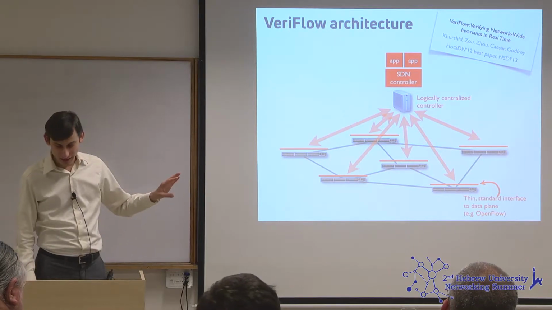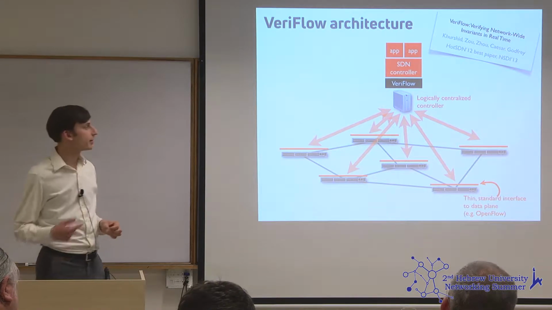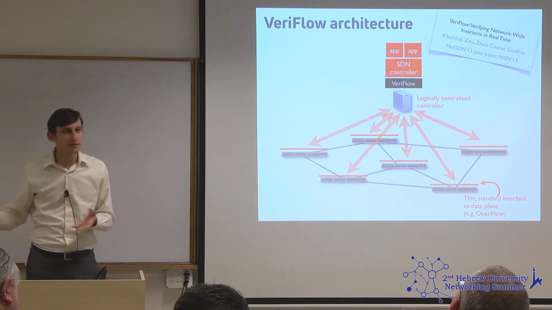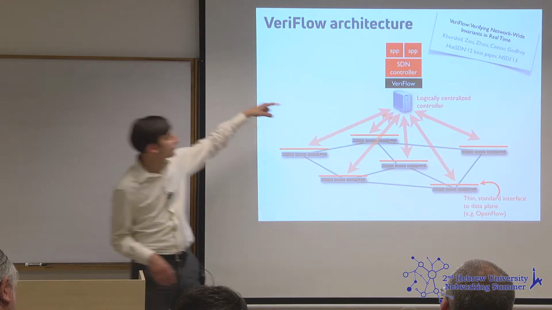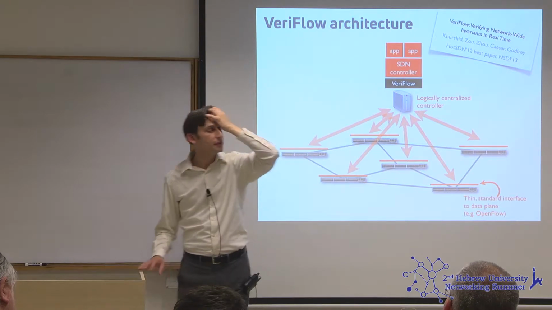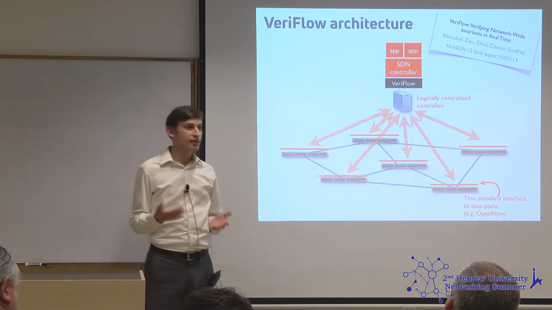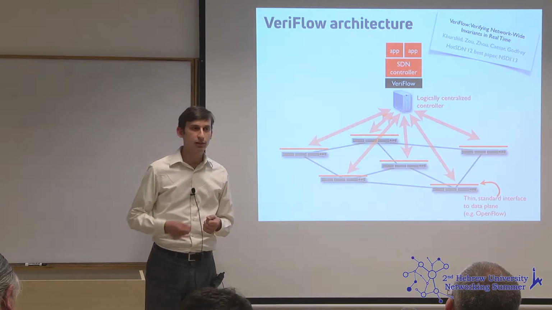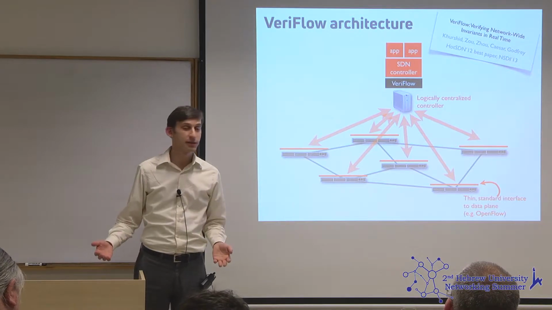So you have an SDN controller, and we're going to just slip a verifier underneath there. You could also put it off to the side with an API, but you can do it transparently so you can actually verify the rules as they're sent by the SDN controller. Okay? So this is why you want to do it in real time. Every time the controller makes a change, now you want to verify that change before it goes into the network.